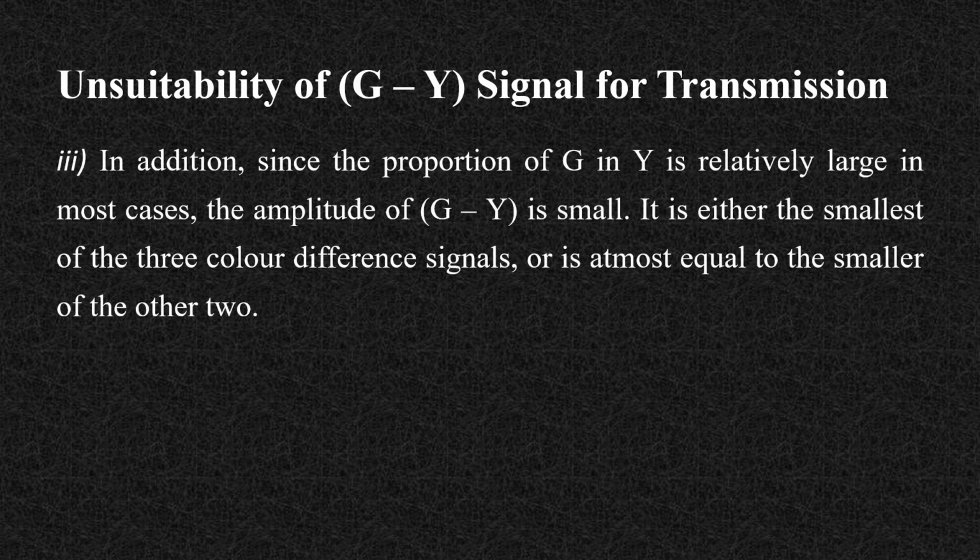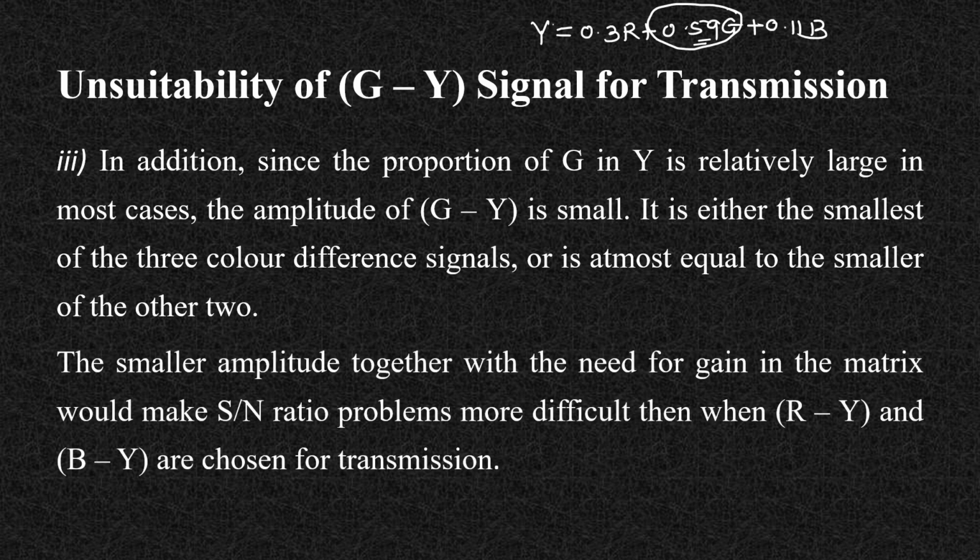In addition, consider the proportion of G minus Y. In Y, the proportion is 0.3 R plus 0.59 G plus 0.11 B. So the proportion of green is greater, or relatively large, in most cases. If its proportion is larger, then the amplitude of G minus Y will be small. So it is either the smallest of the 3 color difference signals or at most equal to the smaller of the other two. That's why your signal to noise ratio will be lower. So the smaller amplitude together with the need for gain in the matrix would make the signal to noise ratio problem more difficult.